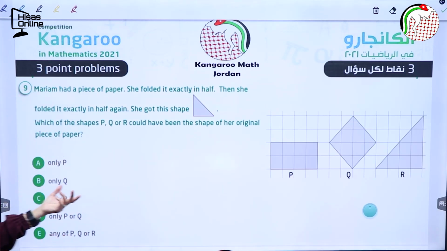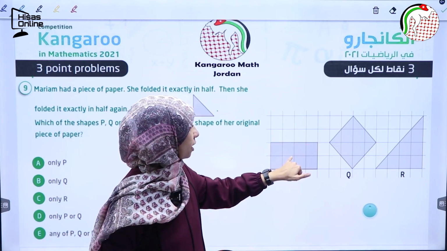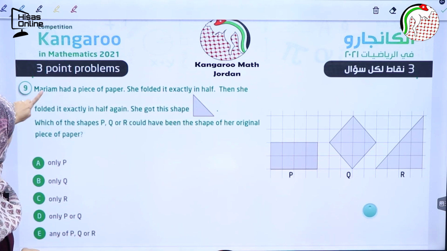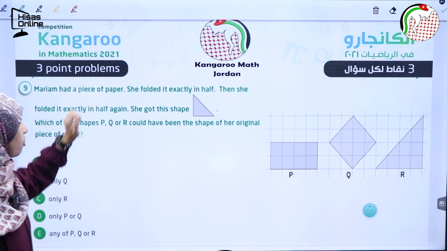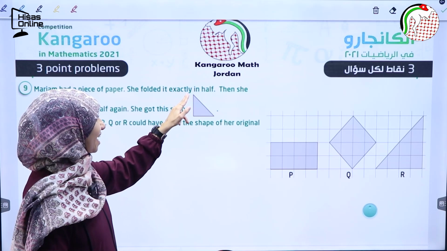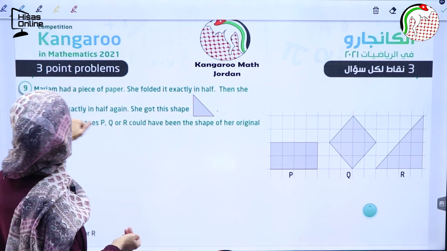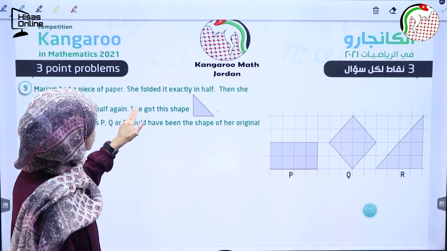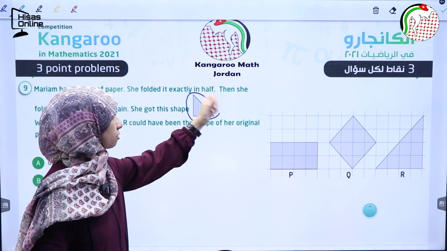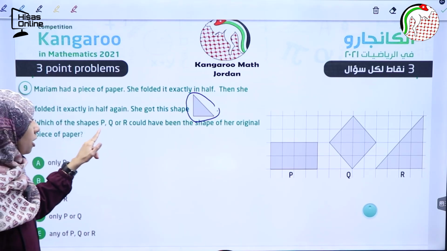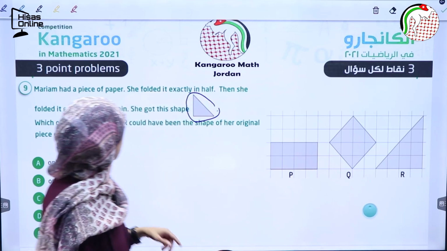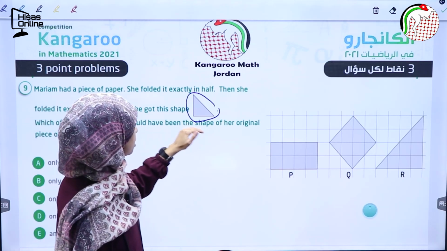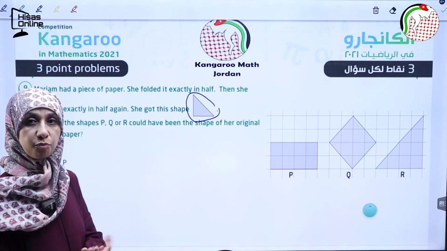Question 9. Let's see, here we have a grid and we have those shapes, and let's see what's the story behind this question. Maryam had a piece of paper. She folded it exactly in half. Then she folded it exactly in half again. So half, then another half. So she got this shape. This is a triangle. Now, which of the shapes, P, Q, or R, was or could have been the shape of her original piece of paper?